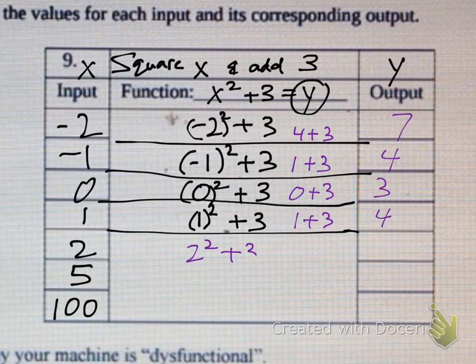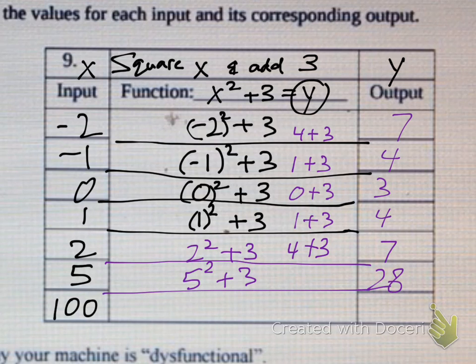2 squared plus 3 is 4 plus 3, which is 7. Oh, it did repeat. 7, 4, 3, 4, 7. 5 squared plus 3 is 28. And 100 squared plus 3, I believe, let's see, 100 times 100 is going to be 10,000. 10,000 plus 3 is 10,003.